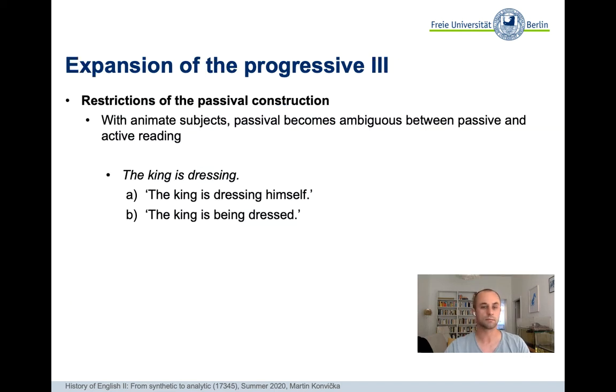Another thing that is formally problematic with this construction is when it would be used with animate subjects such as humans or animals. Then the passival construction becomes ambiguous between its passive reading and its active reading, right? So if we have a sentence such as "the king is dressing," without the context, it might be ambiguous whether we mean the king is being dressed by someone else or the king is dressing himself.